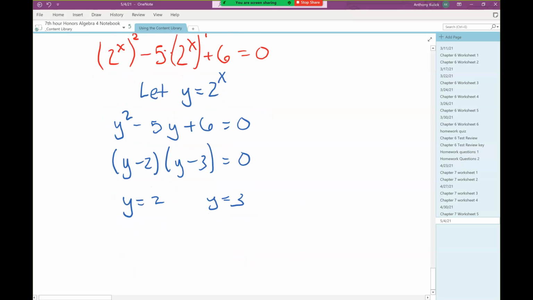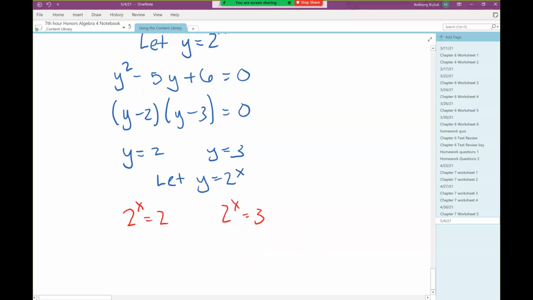But remember, we don't want to solve for y. We want to be solving for x. So let's go ahead and put the 2 to the x back in. Everybody's okay here? Now the first one we could solve without a logarithm because the bases match. So x just would have to be 1 there.